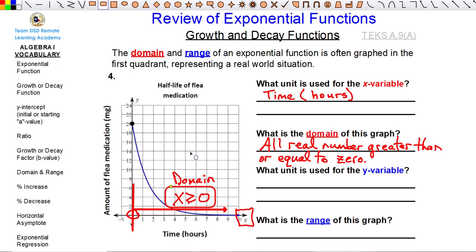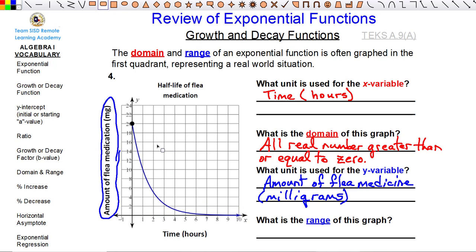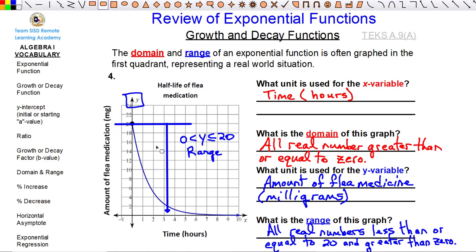So how would you write the range of this particular part of an exponential function, of this decay function? Well, first of all, let's look at the unit. The unit is the amount of medicine. Okay, so now how would you write the range? All real numbers less than or equal to 20 and greater than 0. So there's your range. All real numbers less than or equal to 20 and greater than 0.